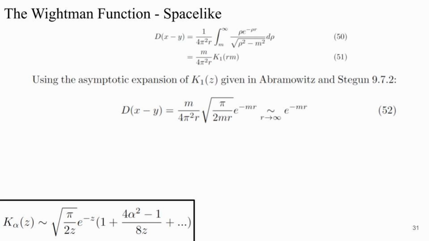Once again, we perform a first-order expansion on the Bessel function similarly to how we did in the time-like case to find that the space-like amplitude of the propagation from y to x is non-vanishing.